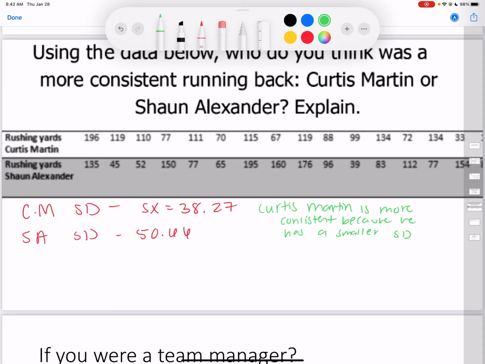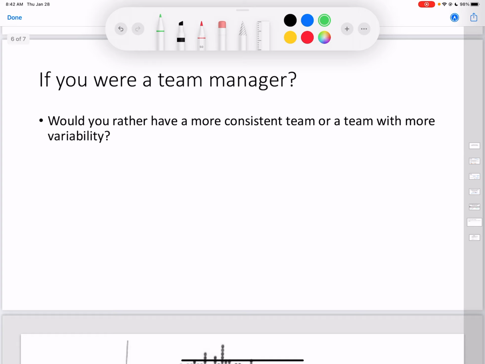That means that Sean Alexander has more variability. So there's a bunch of different things that you can say in terms of the consistency and the variability. So think about it with yourself, or ask your parents: if you were a team manager, would you rather have someone who's more consistent or a team that has more variability?